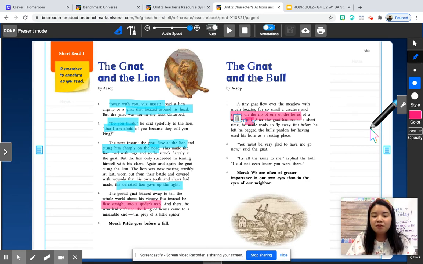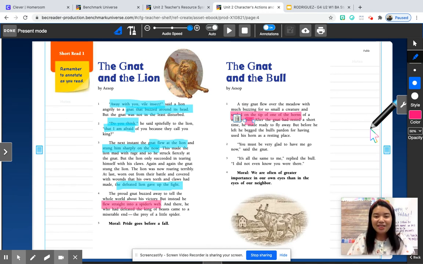So the moral of the story is we are often of greater importance in our own eyes than in the eyes of our neighbor, which kind of means to me that you're more important than you think you are. And sometimes that is the case for us. We are in class and we kind of feel like everyone's looking at us and knows what we're doing at all times, but often that's not the case. Often, your neighbors or your classmates are paying attention to something else. So that's how I relate it to myself when I was your age with that moral.